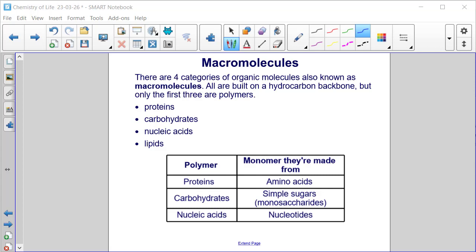Macromolecules. There are 4 categories of organic molecules, also known as macromolecules. All are built on a hydrocarbon backbone, but only the first 3, proteins, carbohydrates, and nucleic acids, are polymers. Proteins are made from monomers of amino acids, carbohydrates are made from monosaccharides, and nucleic acids are made from nucleotides. The 4th macromolecule is lipids.